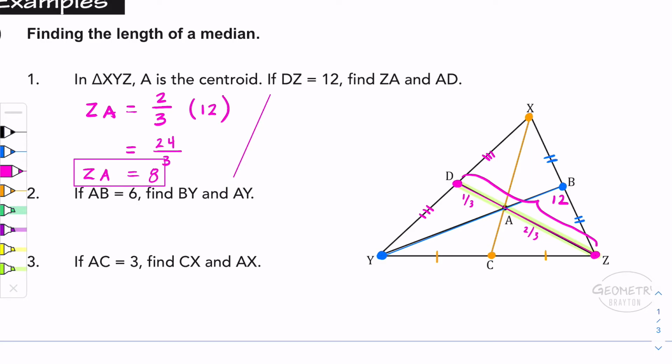Next, we're looking for AD, and AD is 1/3 the length of the total segment. So 1/3 times 12, which is the same thing as 12 divided by 3. We know that segment AD is equal to 4.